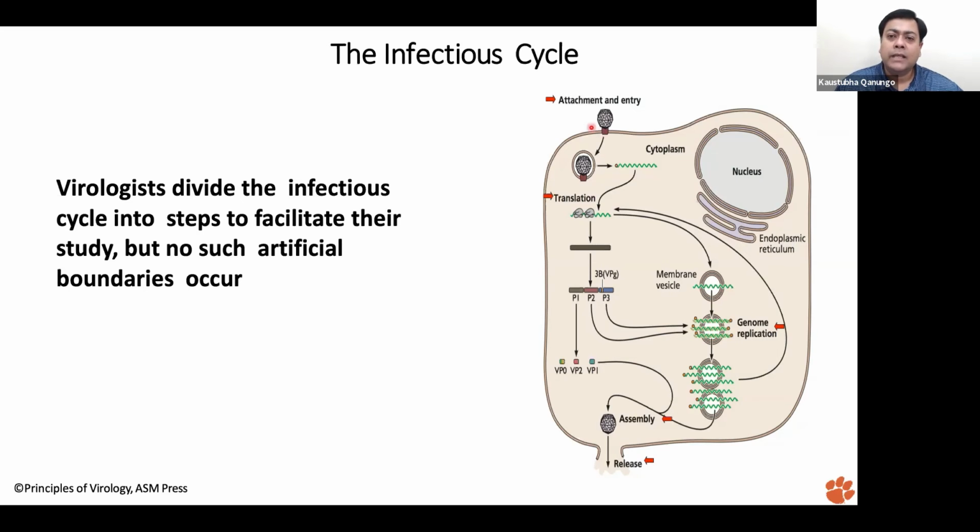So what you are seeing is that there are steps like attachment and entry, which is attaching to either the plasma membrane receptor or something, or fusing with the plasma membrane. Then you have the translation into the ribosome. Of course, there is mRNA making and all those kinds of things that we're going to talk about. Then you have genome replication, and then you have assembly and the release.